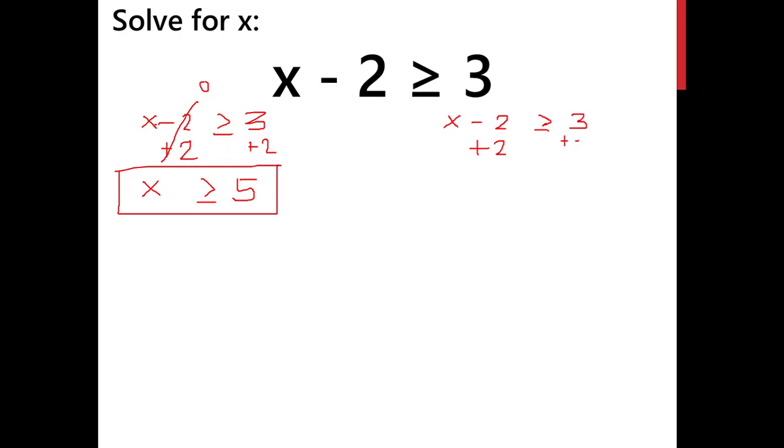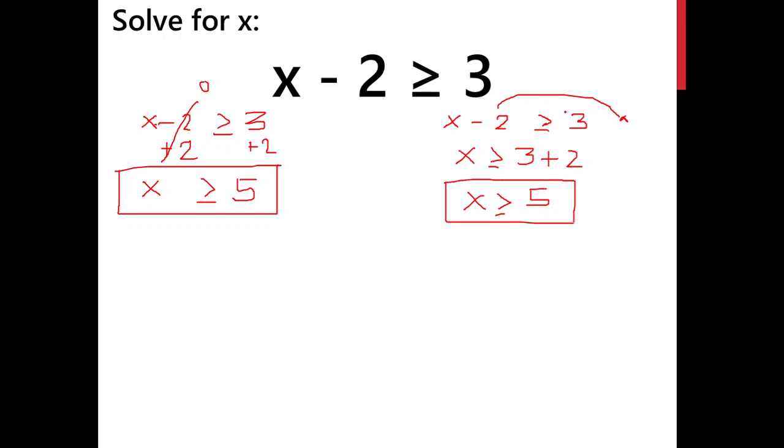Oh, sorry, I'm using the transposing method for a while. Let me erase this. Okay, so I'll transpose this term to the other side to combine with its similar term. So what's left here is x greater than or equal to 3. My negative 2 becomes positive 2. So I have x greater than or equal to 5.